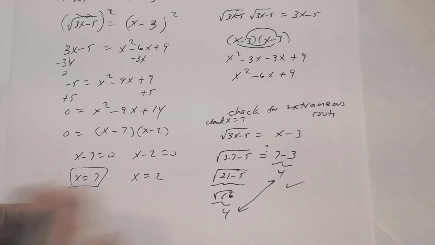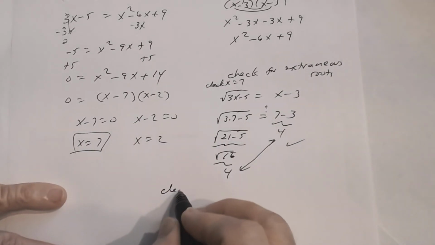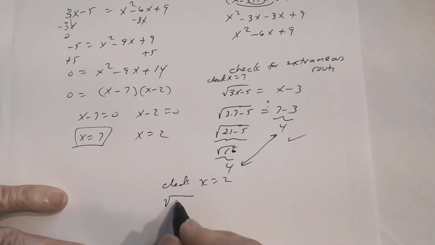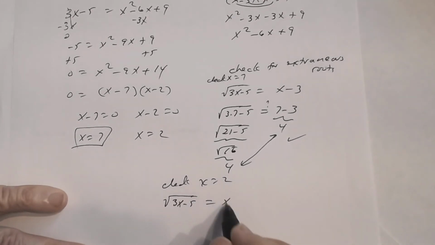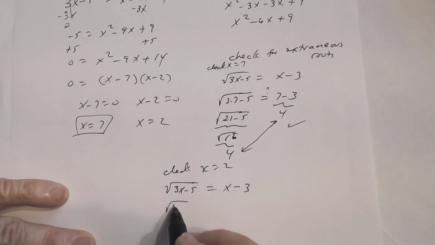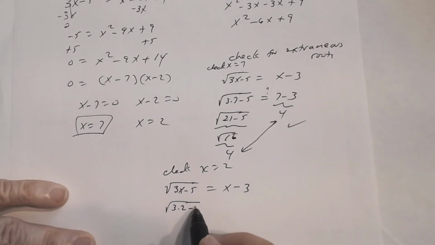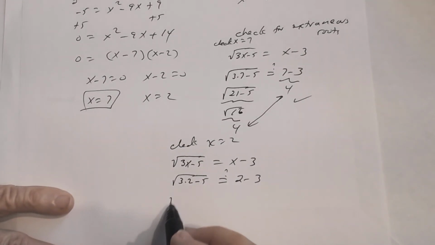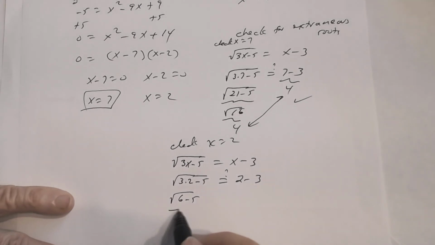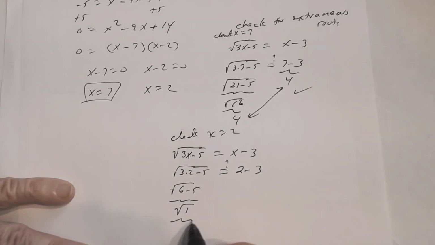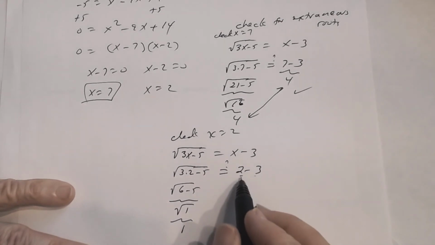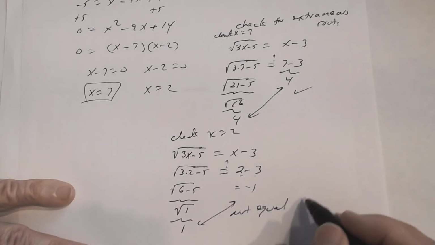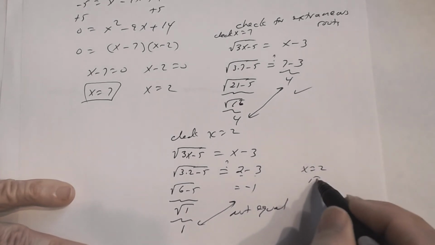So I know that's going to work. Now let's check this one. Let's check x equal 2. When I check x equal 2 in the original problem, the square root of 3x minus 5 equal x minus 3, I get the square root of 3 times 2, subtract 5, and again I want to see that's equal to 2 minus 3. Well, 3 times 2 is 6, right? And so that's 6 minus 5, and 6 minus 5 is 1, and the square root of 1 is 1. 2 minus 3, 2 subtract 3 is a negative 1, and those are not equal. So what I found is that x equal 2 is extraneous.